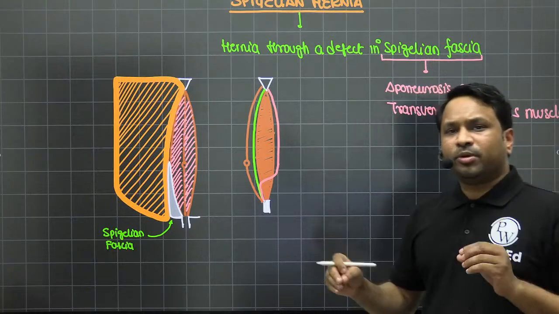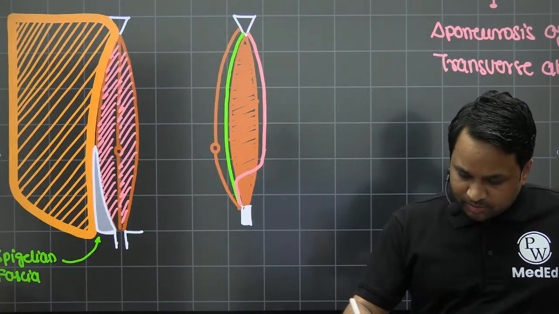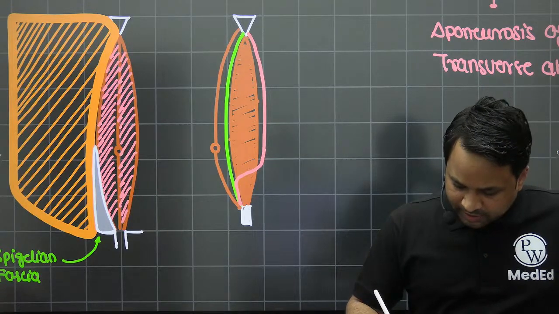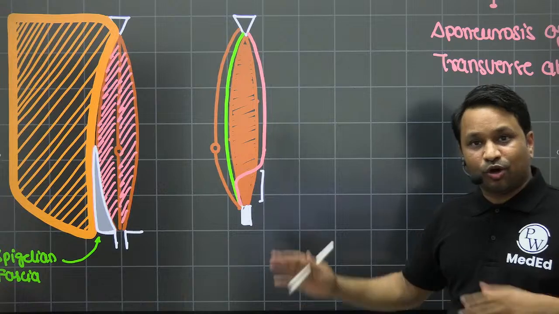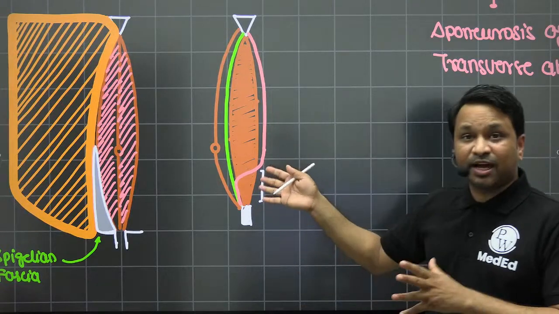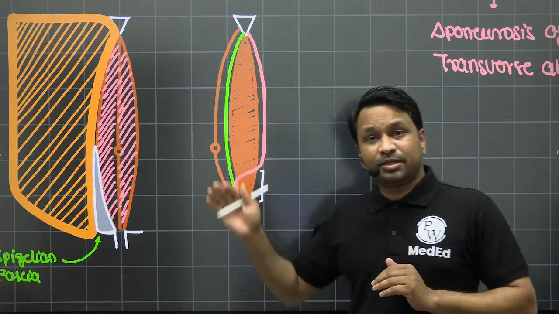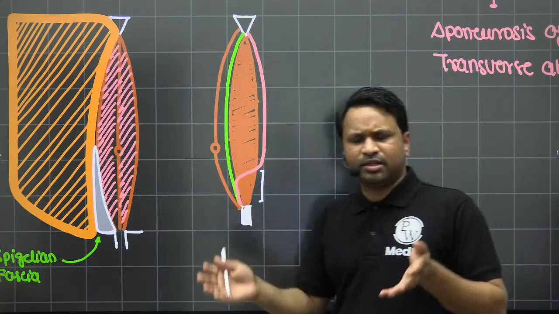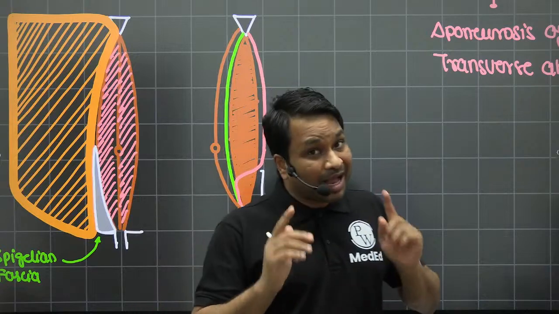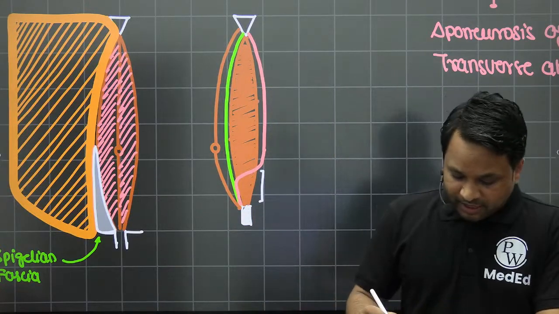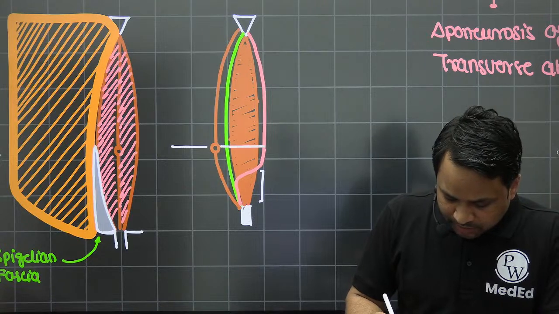There is a very common misconception: because you can see that this area of the rectus abdominis muscle, which is posterior, has no posterior rectus sheath, obviously this is weak. So if the hernia has to occur, it will occur from this region, because the posterior wall of the rectus abdominis muscle does not have a rectus sheath, so that makes it weaker.